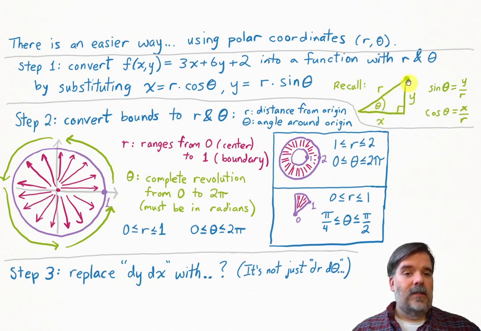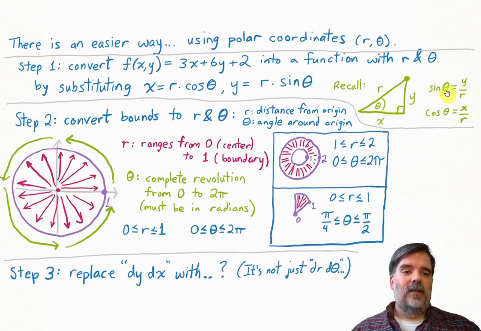R refers to the distance from the point to the origin, and theta refers to the angle between this vector, or this ray, and the x-axis. And using some right triangle trigonometry, you can actually come up with formulas which allow you to convert between x and y, r and theta.